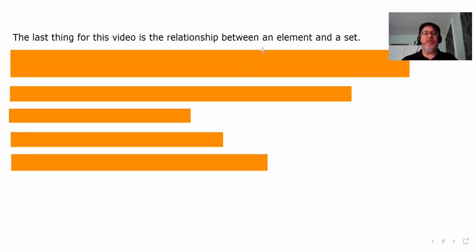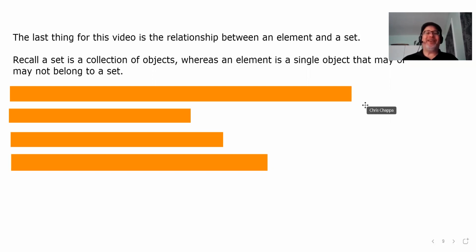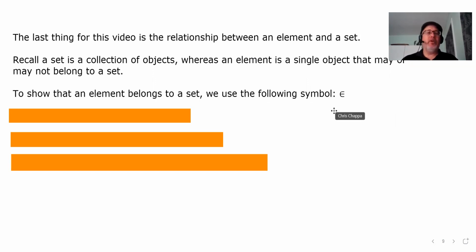All right, the last thing for this video is the relationship between an element and a set. This is something that you're going to see repeatedly throughout the rest of this chapter. Recall that a set is a collection of objects, whereas an element is a single object that may or may not belong to a set. To show that an element belongs to a set, we use the following symbol. It kind of looks like a curvy letter E. When you draw it, it looks something like this.